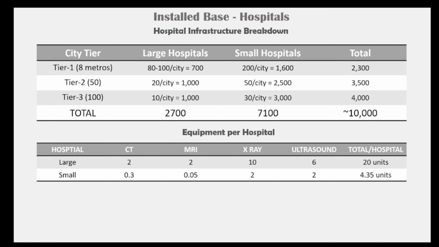In small hospitals, I'm assuming 0.3 CT machines per hospital, that is, only 30% of small hospitals have CT machines, and 5% of them have MRI, 2 X-ray machines per hospital, and 2 ultrasound. So in total 4.35 units per hospital.